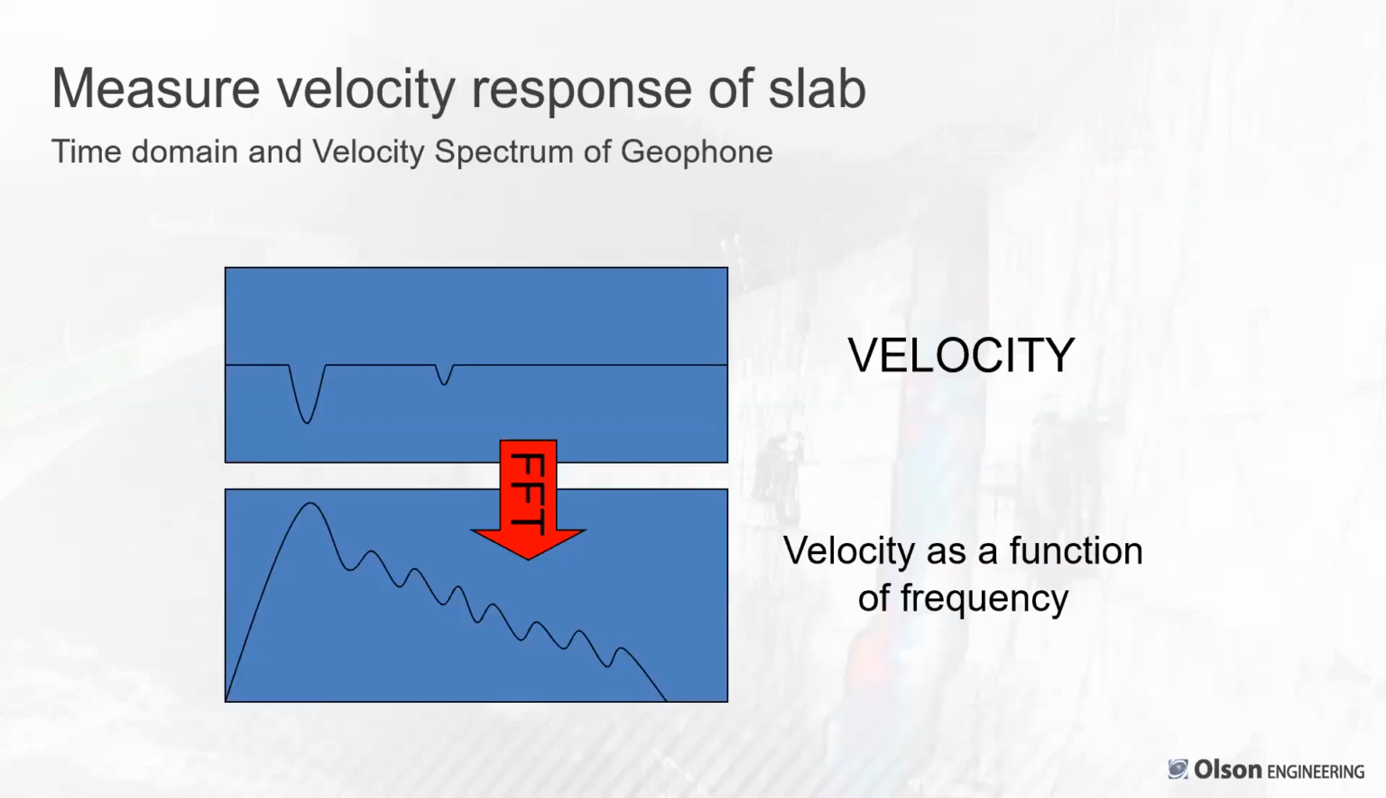So what are we doing? Well, first you measure the velocity response of the slab with the geophone or the Wilcoxon velocity transducer. So you get a result in the velocity time domain.